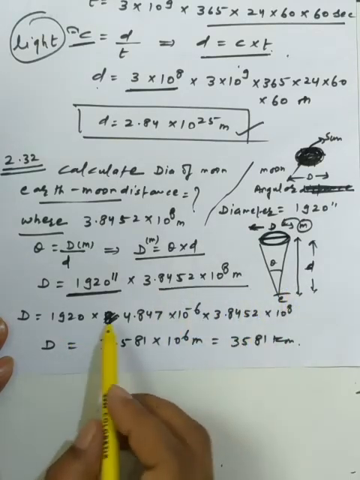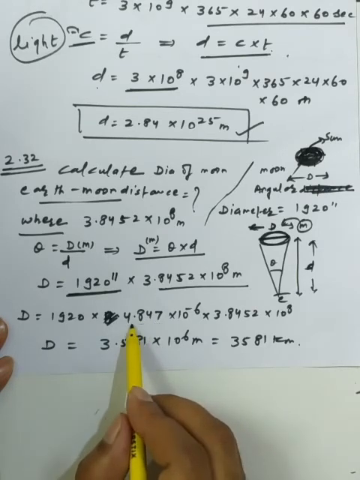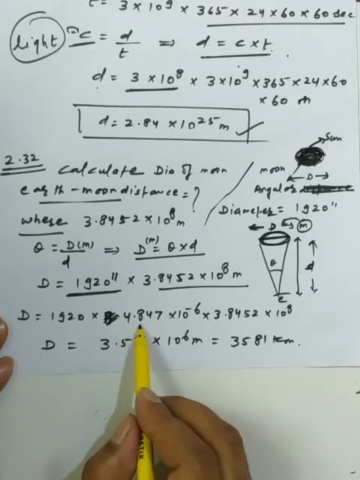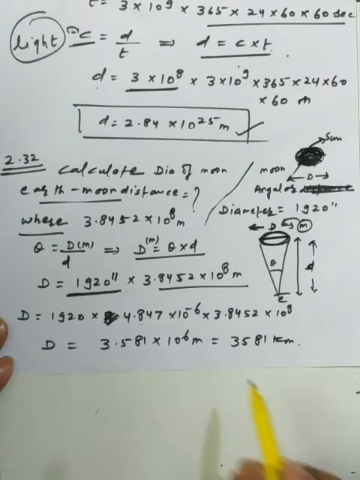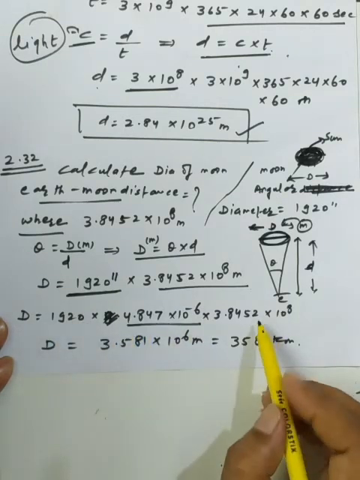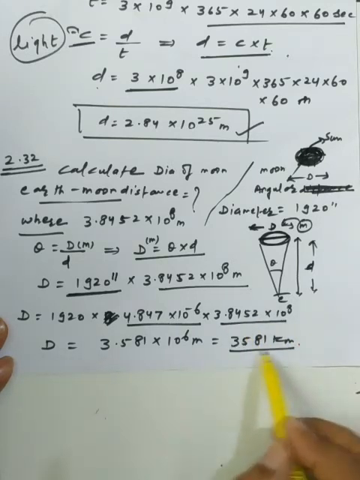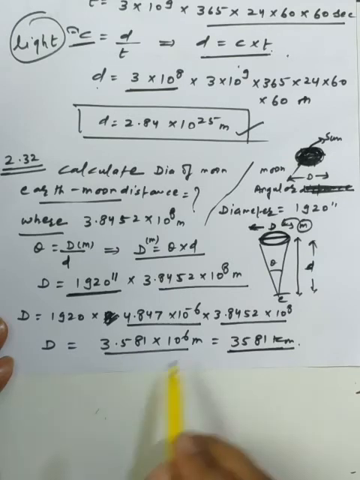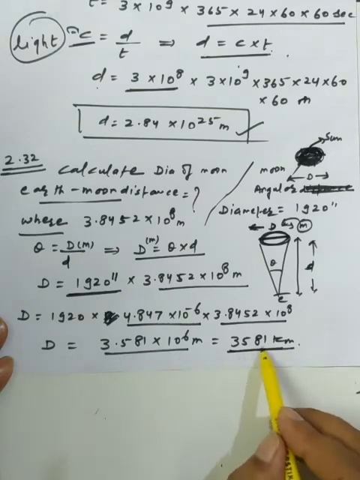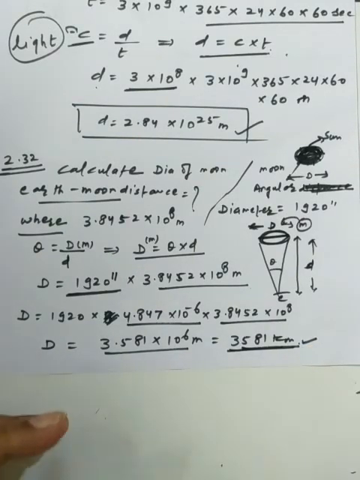Already I have given the value of a second in radian, that is 4.85, and whether you round it to 4.84 or use it completely, it is not a problem. So 1920 into the value of a second in radian, along with the earth-moon distance, gives 3.51 into 10 raised to power 6 meter, that is 3581 kilometer. Here we are using a mixed concept of parallax, large distances, and conversion of angles.